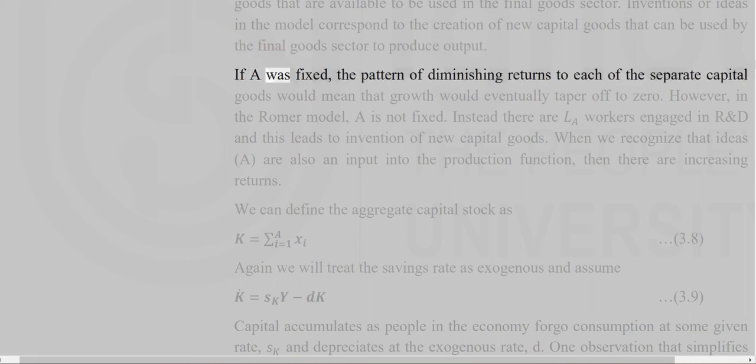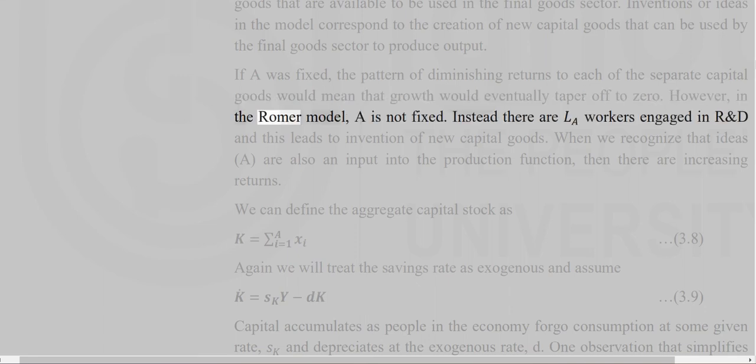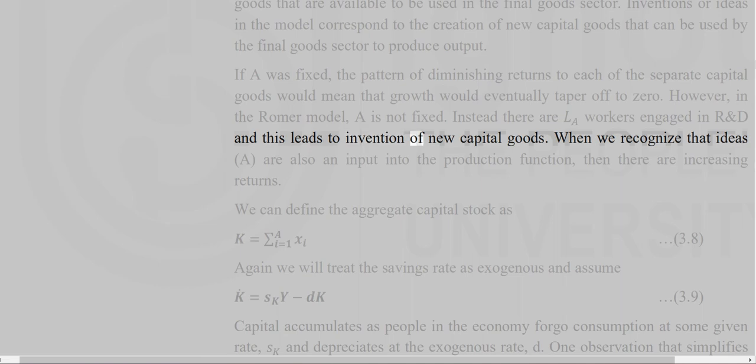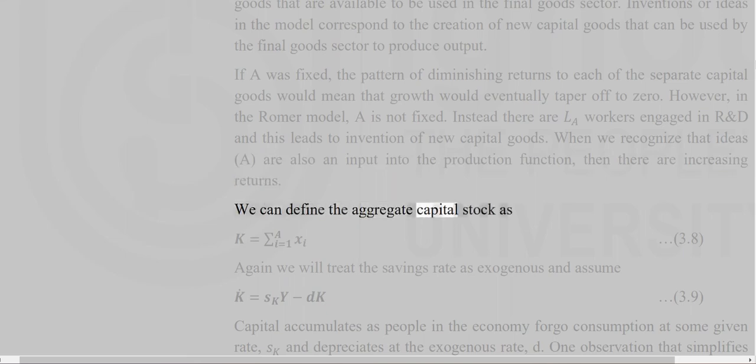If A was fixed, the pattern of diminishing returns to each of the separate capital goods would mean that growth would eventually taper off to zero. However, in the Romer model, A is not fixed. Instead, there are workers engaged in R&D, and this leads to invention of new capital goods. When we recognize that ideas, A, are also an input into the production function, then there are increasing returns. We can define the aggregate capital stock as K equals sigma, 3.8.